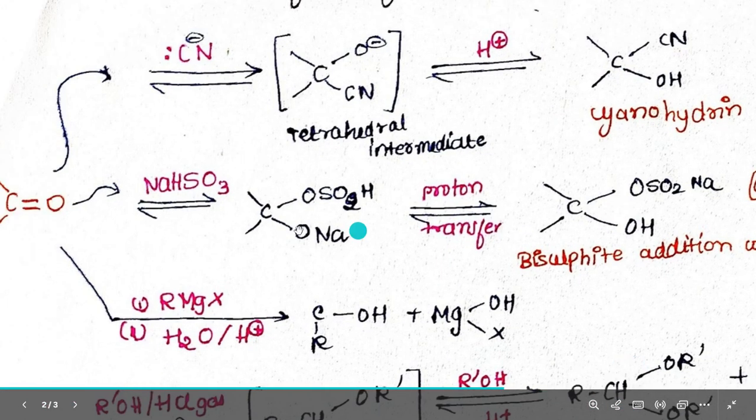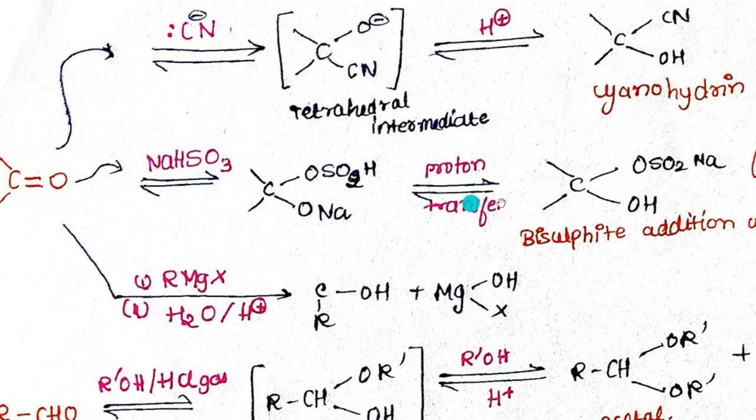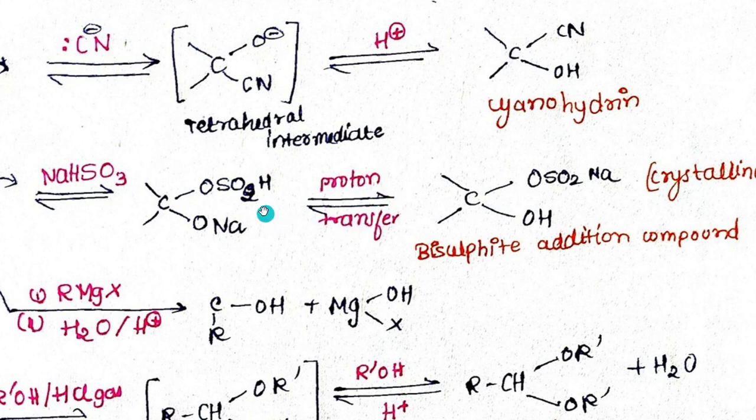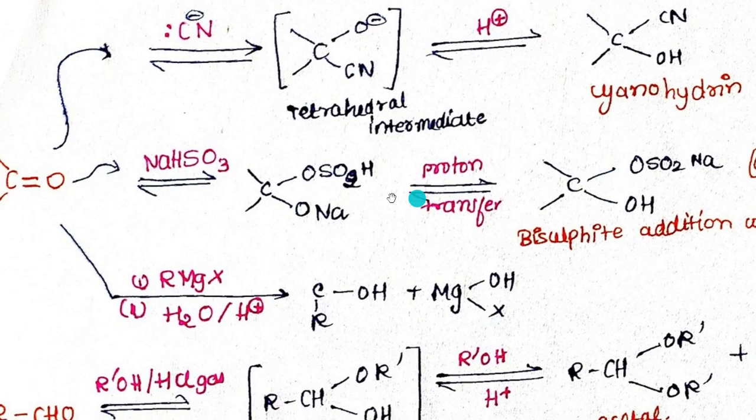Then we have reaction with NaHSO3. So here NaHSO3, we are dividing it. We have first OSO2H and ONa. Why OSO2H? Because this SO3 is just written like that, OSO2H. So we are just taking one oxygen in front. Then ONa. This, on proton transfer, what will happen? Proton transfer means transfer of hydrogen, right? So OSO2Na and down will be OH. Means bisulfite addition compound. Now this is a bisulfite addition compound and is crystalline in nature. That's all.